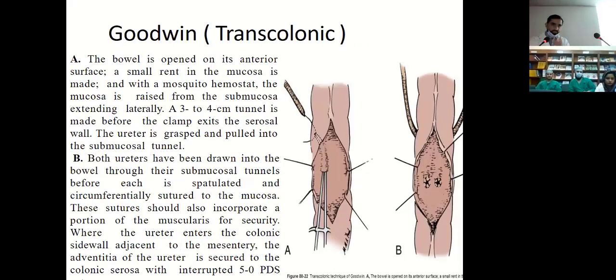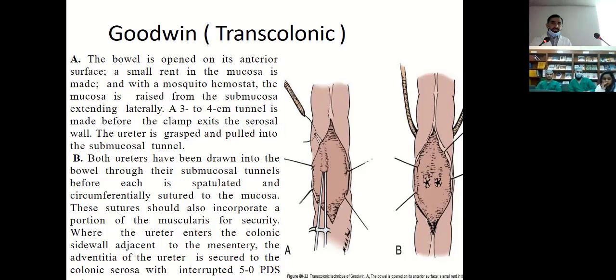The other one is the Goodwin transcolonic method, in which the bowel is opened on its anterior surface. A small rent in the mucosa is made with a mosquito hemostat. The mucosa is raised from the submucosa, extending laterally. A 3 to 4 centimeter tunnel is made before the clamp exits the serosal wall. The ureter is grasped and pulled into the submucosal tunnel.